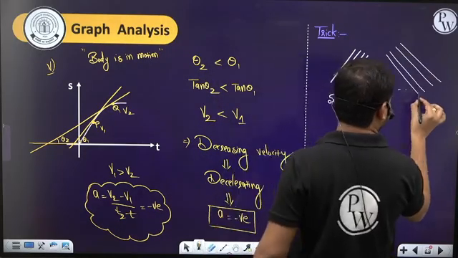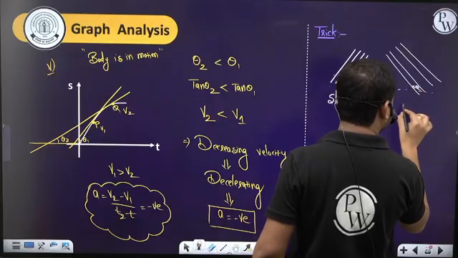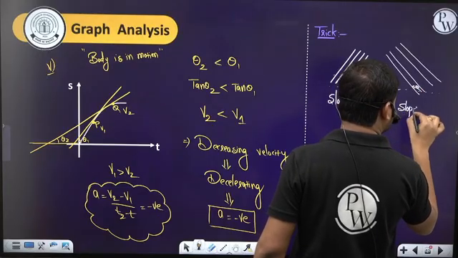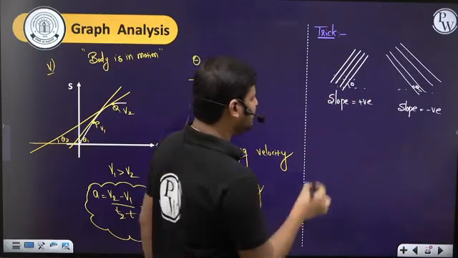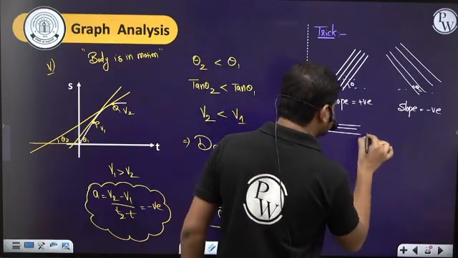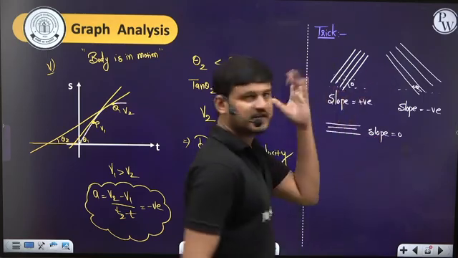So if you take the x-axis, some random x-axis here, this angle is going to be obtuse. For obtuse angles, the slope is going to be negative. And whenever the tangent is like this, the slope is 0. Very, very important.